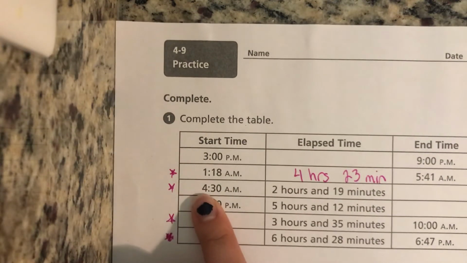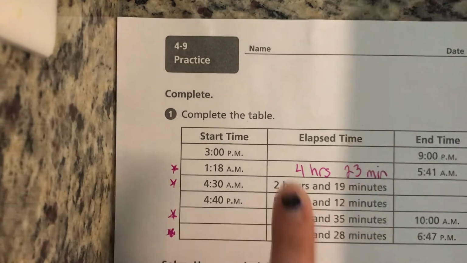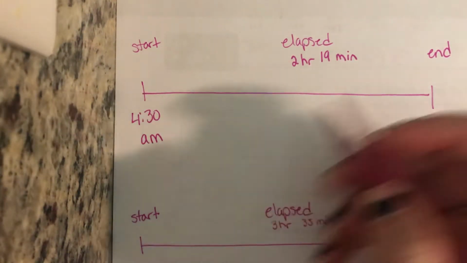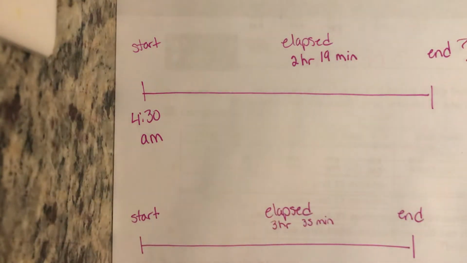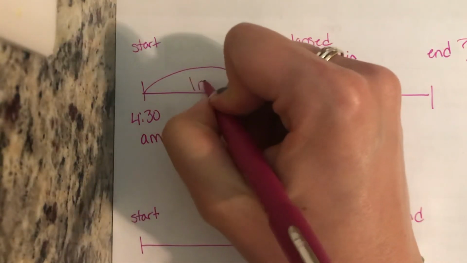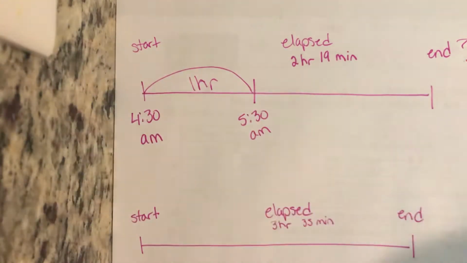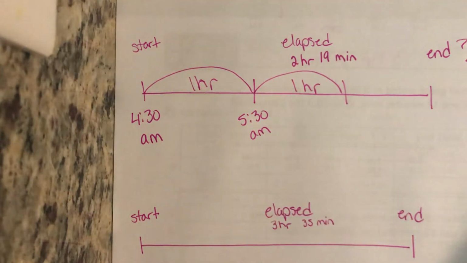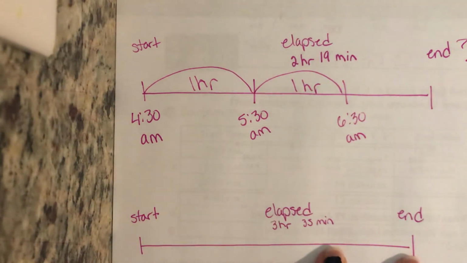The next example I'm going to do is a start time of 4:30 a.m. and an elapsed time of 2 hours and 19 minutes. Labeling the parts I know: 4:30 a.m. at the start, 2 hours, 19 minutes at the elapsed, and the end we don't know. Well, I know my first jump is going to be 1 hour. So I change my 4 now to a 5, and it's 5:30 a.m. I need to do a second hour because my elapsed time is 2, and my hours are now 6:30 a.m.